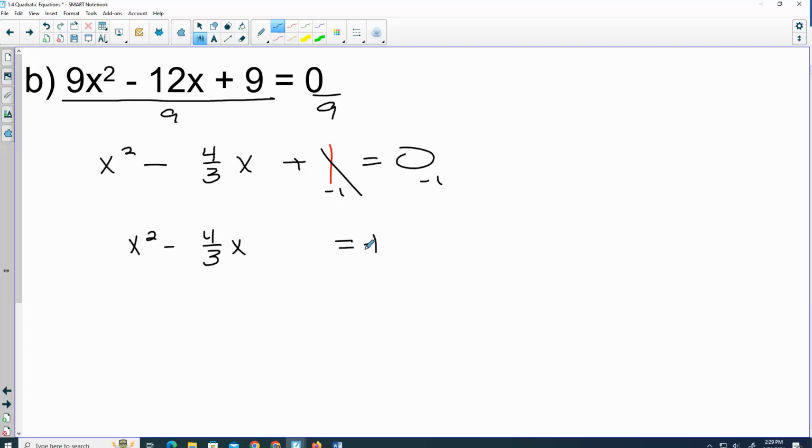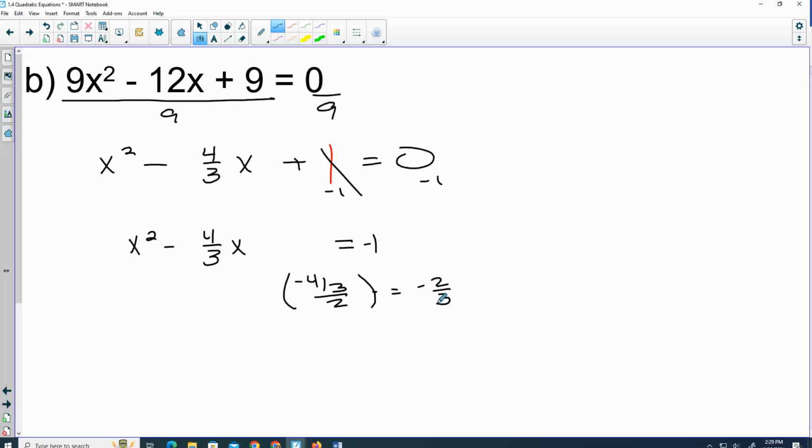Okay, what do we do now? We have to do half of that number. So it's a negative 4/3. You can either think of it as dividing by 2 or times 1/2. What do we get? That's negative 2/3.